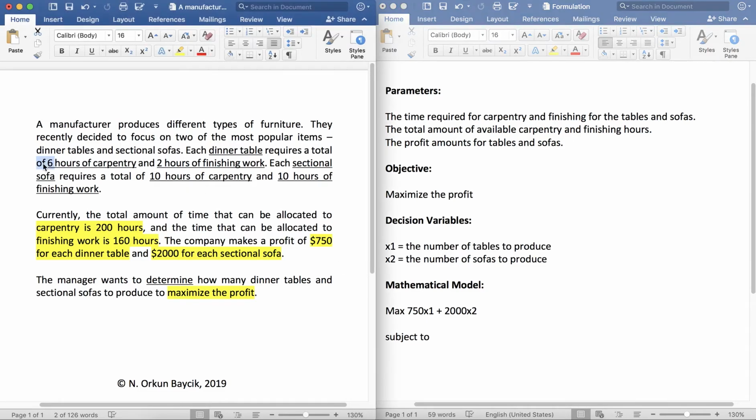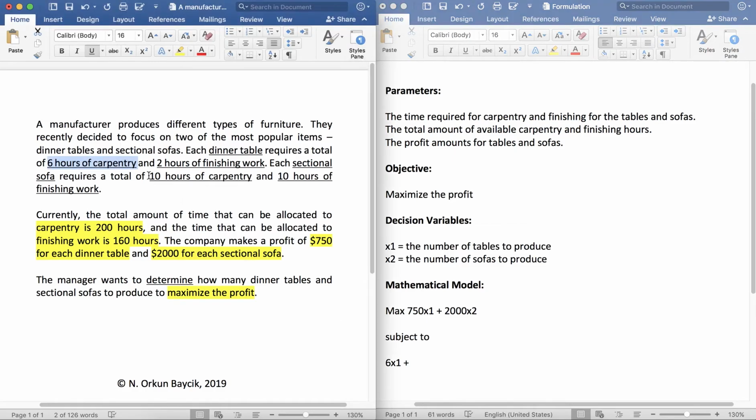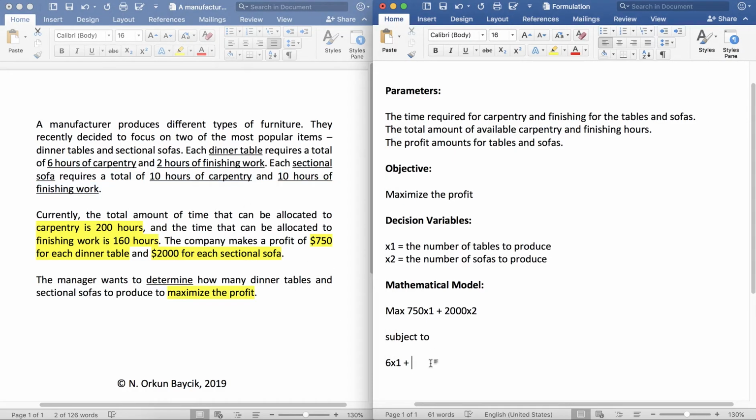It's given in the first paragraph, which is 6. So I'm going to write 6 times x1. So this represents the amount of time we spend on carpentry for the total number of tables we produce. And the sofas also require carpentry work, which is also given here as 10 hours. So it's going to be 10 times x2.